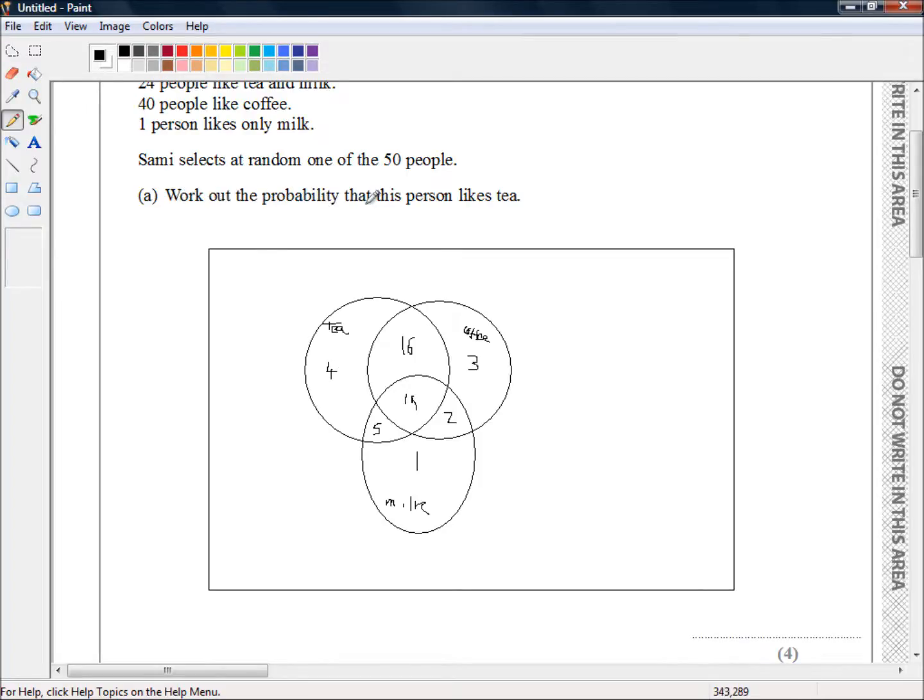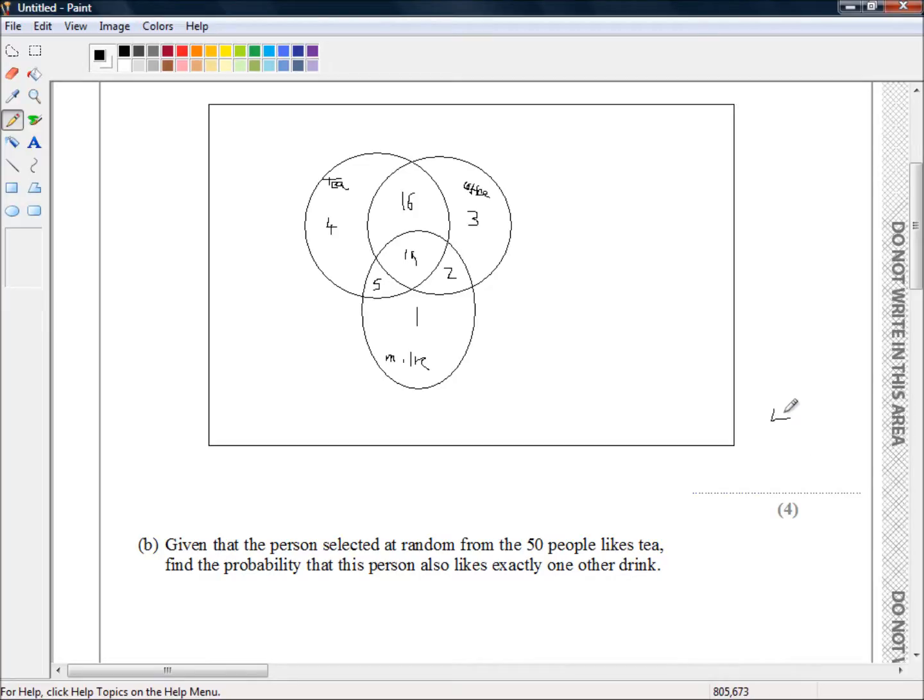Okay, so work out the probability that this person likes tea. So that's 16 plus 19 plus 5 plus 4, all out of 50. Okay, so 16 plus 4 is 20. 19 plus 5 is 24. 20 plus 24 is 44. So the probability is 44 out of 50.